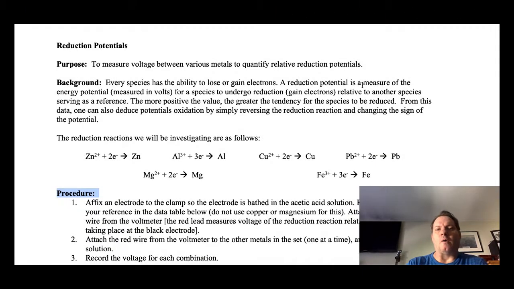Hi kitties. Today we're going to look at reduction potentials and how we measure those in a laboratory. This is our first online lab. What is this lab about? It's measuring the voltage potential between different metals. I'm going to show you how to do that in a minute. Now, let's go through the background together.